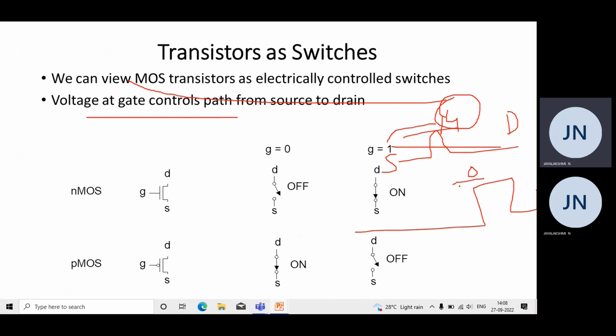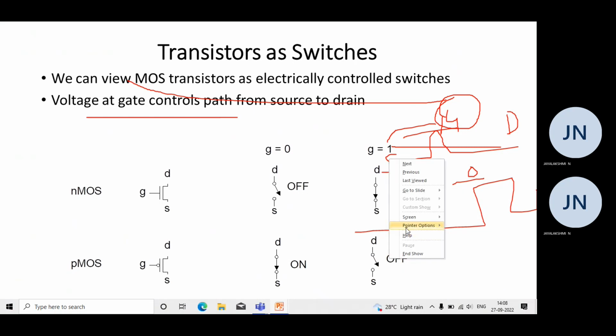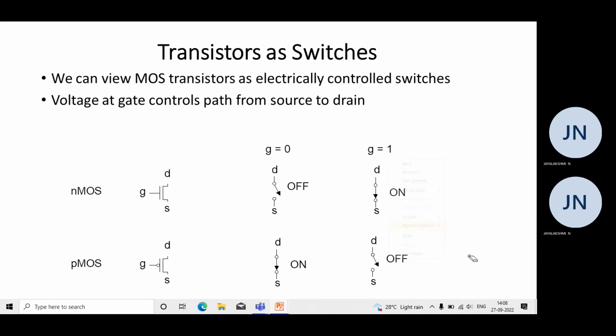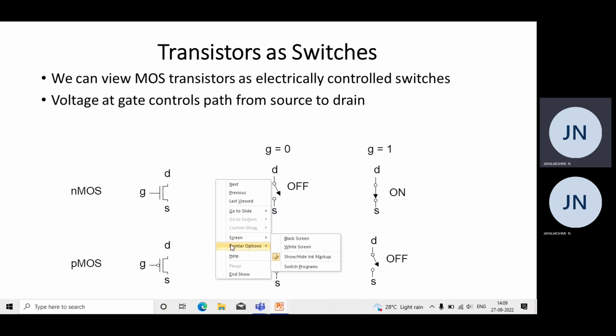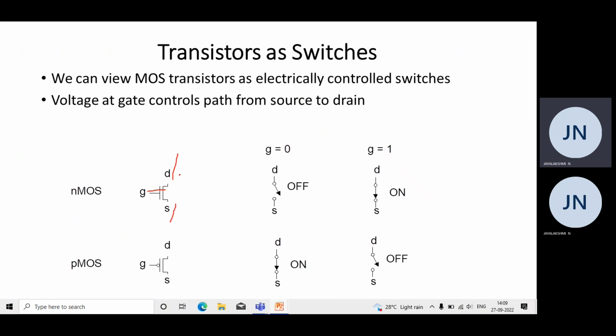Now we're going to discuss how the transistor is accessed as a switch, and how the NMOS transistor and PMOS transistor work as switches. First, let us consider the NMOS transistor. This is the symbol of an NMOS transistor. We have 3 terminals: one is gate, the second one is drain, and the third one is the source terminal. This is the circuit symbol of an NMOS transistor.